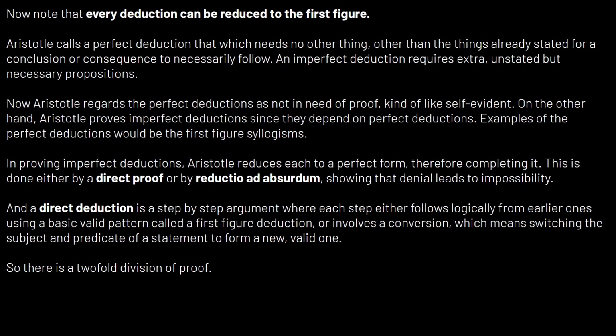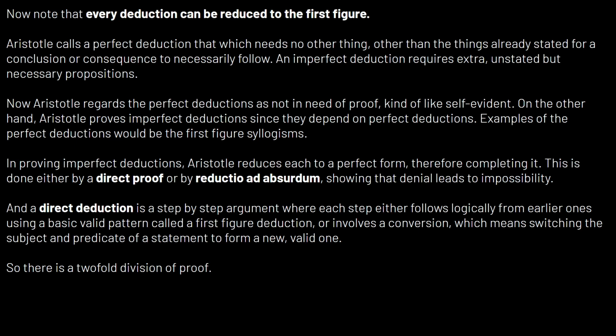An imperfect deduction requires extra, unstated but necessary propositions. So for Aristotle, he regards the perfect deductions as not in need of proof, so that would be like Barbara, Celarent, anything in the first figure, kind of like self-evident. On the other hand, Aristotle proves imperfect deductions since they do depend on perfect deductions. For examples of the perfect deductions, as I've said, would be the first figures.